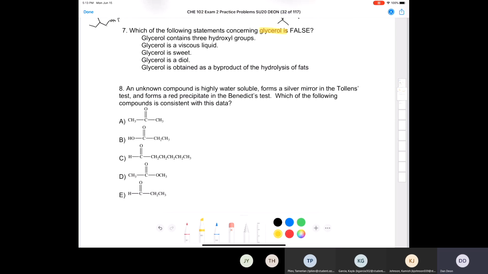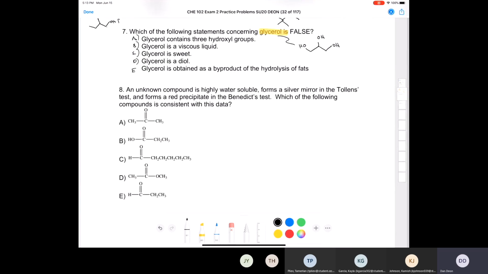Glycerol is one of those alcohols that I talked about in the videos. You had to know the structure of glycerol, which is 1, 2, 3 carbons. It's 1, 2, 3 trihydroxypropane. The reason glycerol is so important is because glycerol is the product of the hydrolysis of fats, of triglycerides.